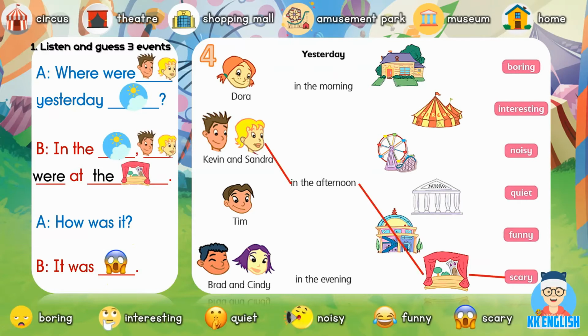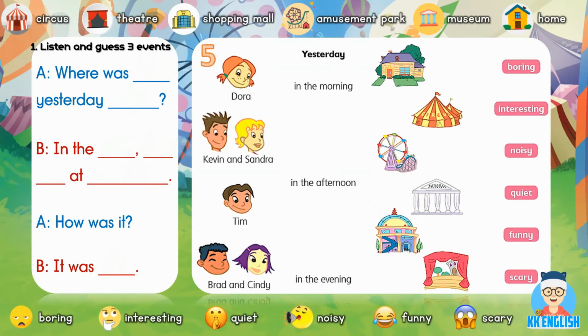So let's move on to our last question. 我们来看一下最后一题。Number 5. Where was Dora yesterday evening? In the evening, she was at home. How was it? It was quiet.